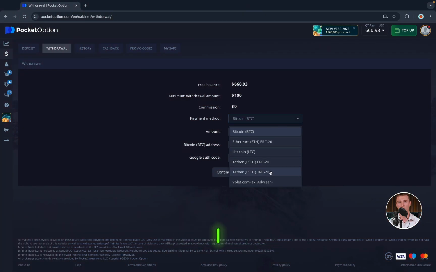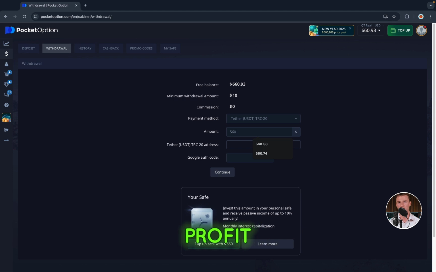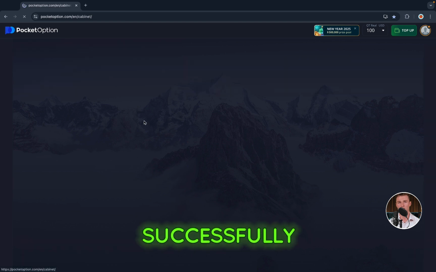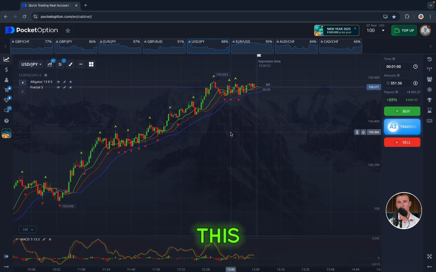Choosing a wallet, I always choose the Tether TRC20. The amount of today's profit is $560. We insert the wallet address and the Google Authenticator verification code. Click continue. Great. Our withdrawal operation is running successfully. I have never had any problems withdrawing funds on this broker. The money always came fast enough.